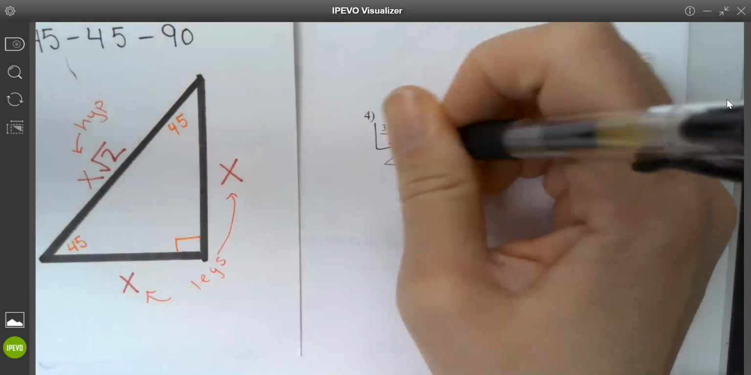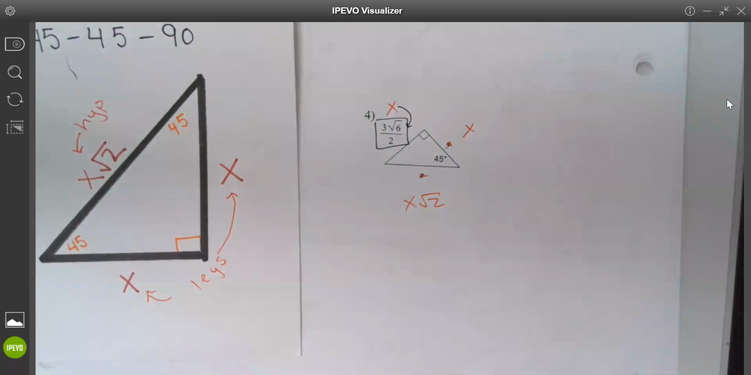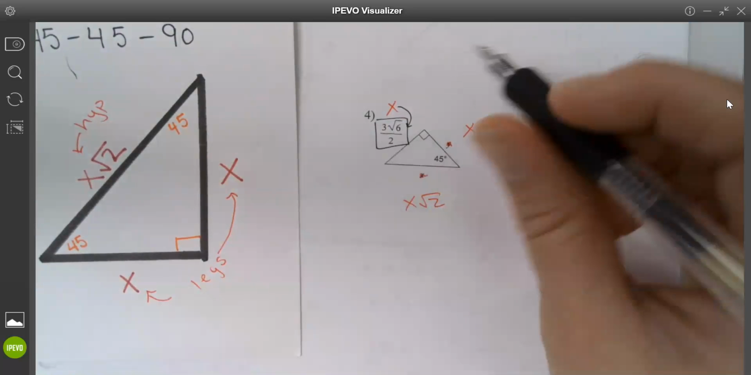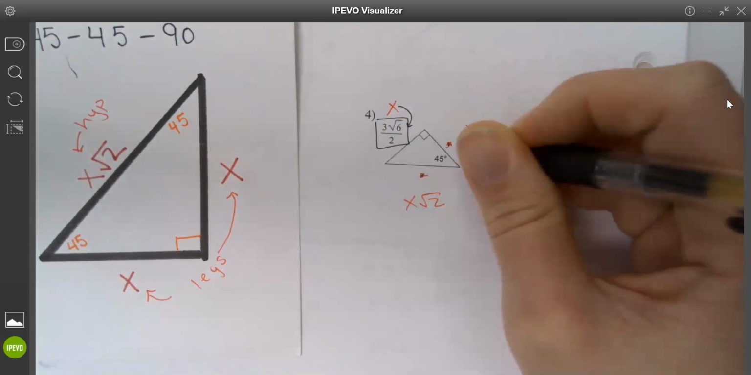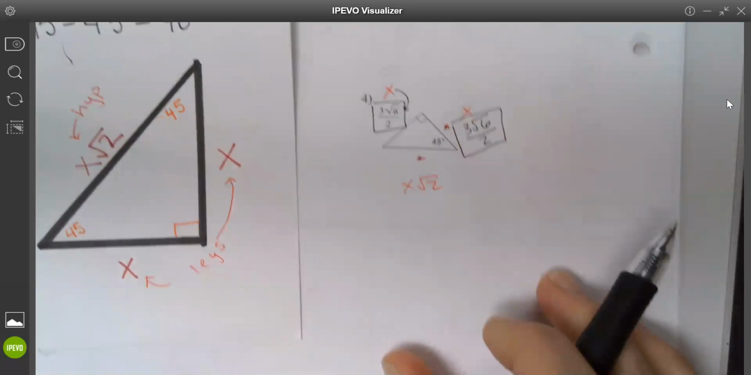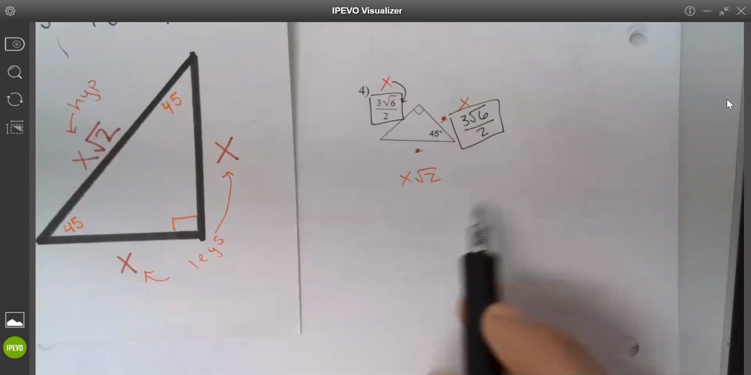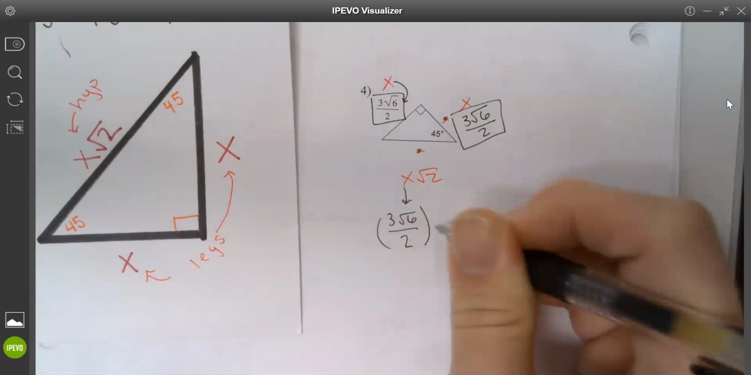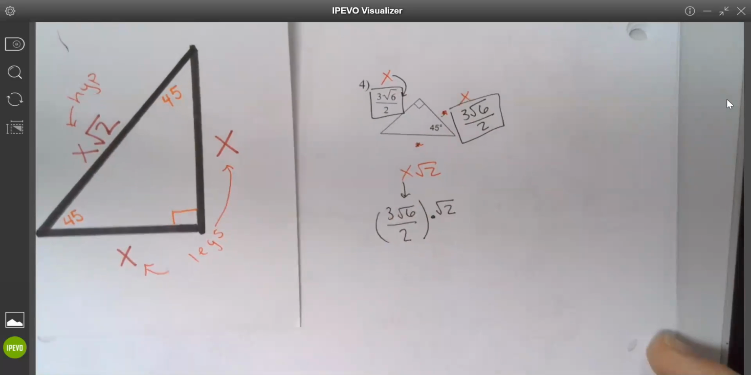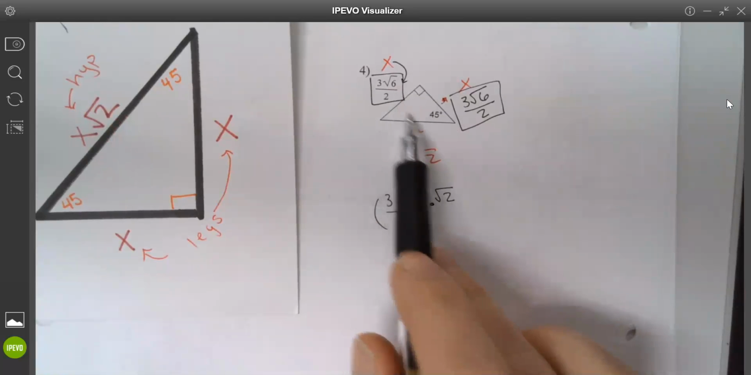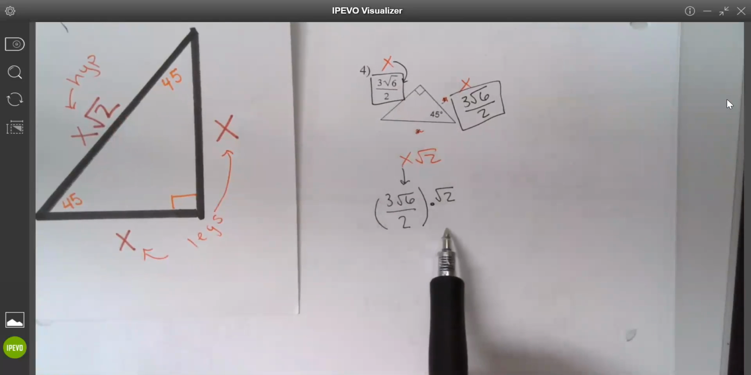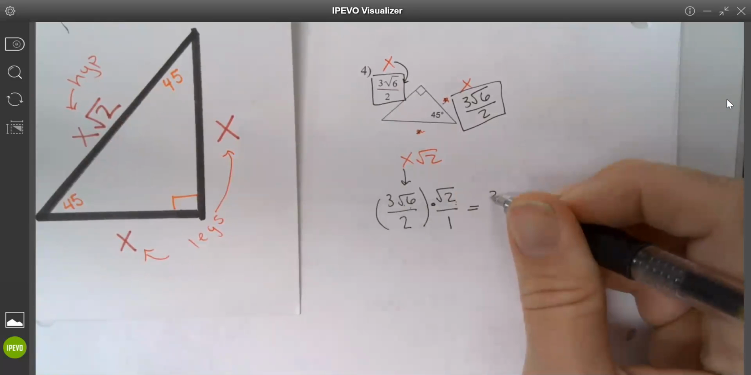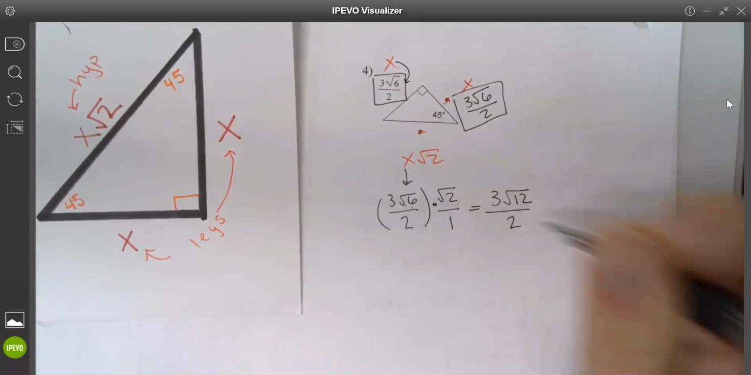I'm again given x. X is 3 rad 6 over 2. So now I'll go around the other two sides and substitute this in. So this side is just x, so it's 3 rad 6 over 2. This side is x times rad 2, so x is 3 rad 6 over 2 times rad 2. That's what I need to do to figure out what this hypotenuse length is. Take x and multiply it by rad 2, which is rad 2 over 1. Multiplying what's inside the rads is 3 rad 12 over 2, 2 times 1.